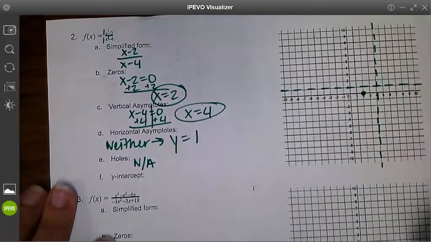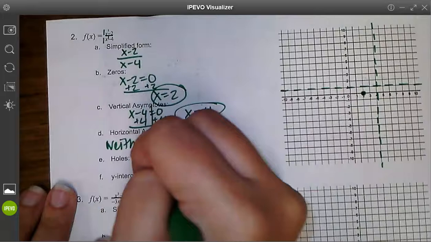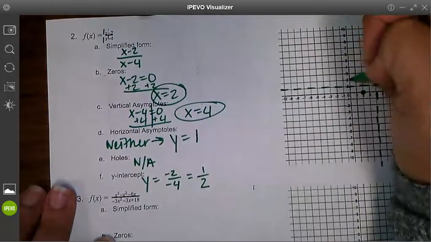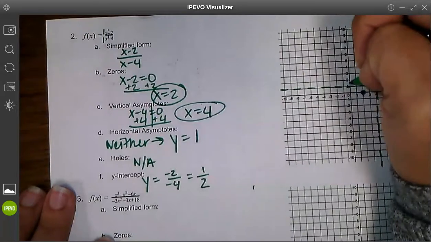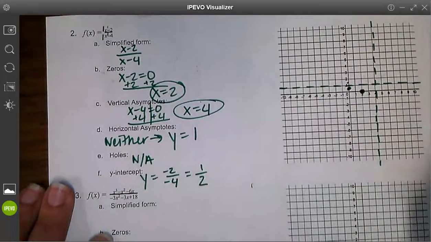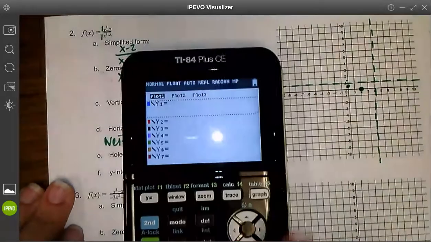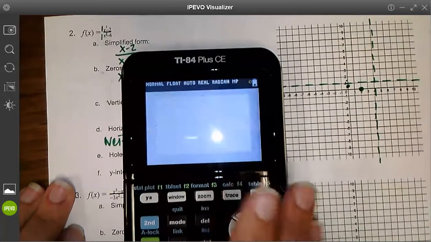My holes, nothing canceled out, so that is not applicable. My y-intercept is the ratio of my constants, which in this case is -2 over -4, or 1/2. So I have a y-intercept of +1/2, right here. So now I'm going to type it in on my calculator. I have x minus 2 divided by x minus 4. The parentheses are necessary.